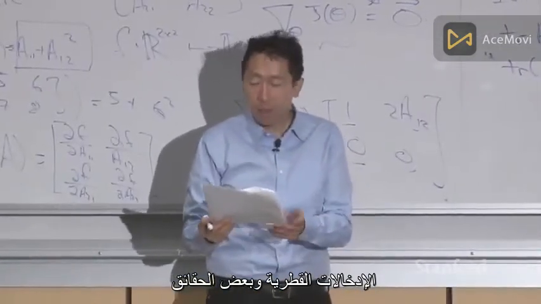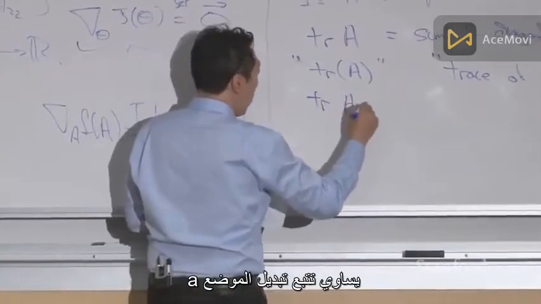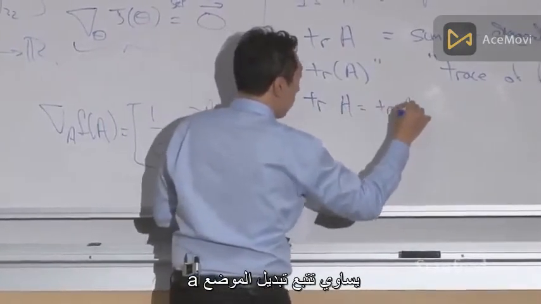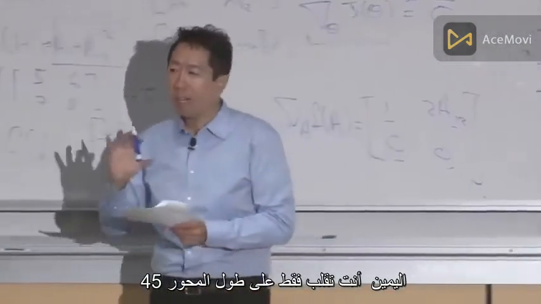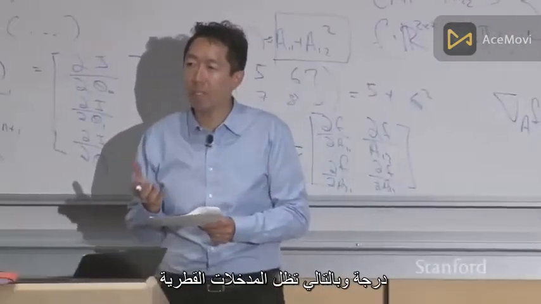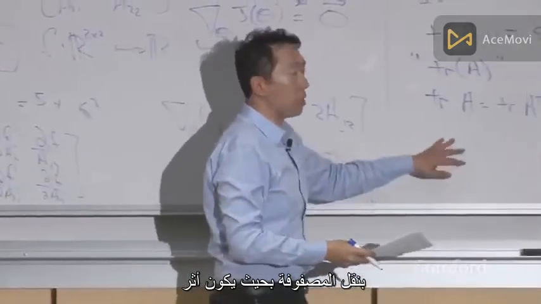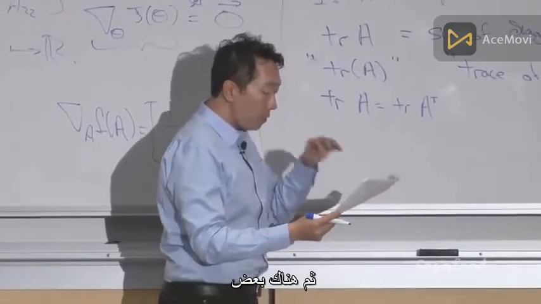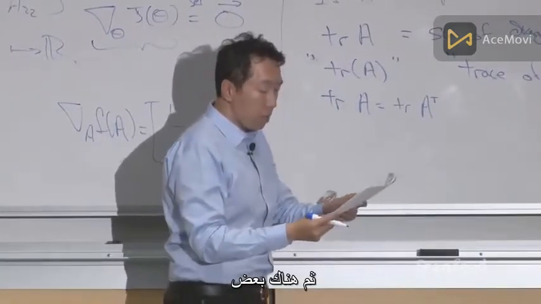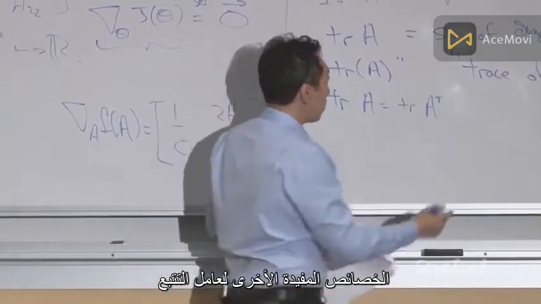Some facts about the trace of a matrix: the trace of A is equal to the trace of A transpose, because if you transpose a matrix, you're just flipping it along the 45-degree axis, so the diagonal entries stay the same. So the trace of A is equal to the trace of A transpose. And then there are some other useful properties of the trace operator.